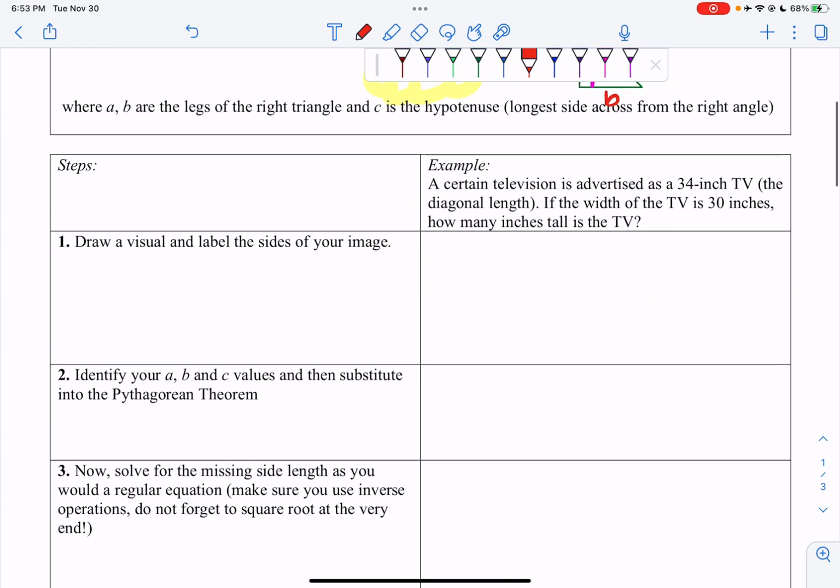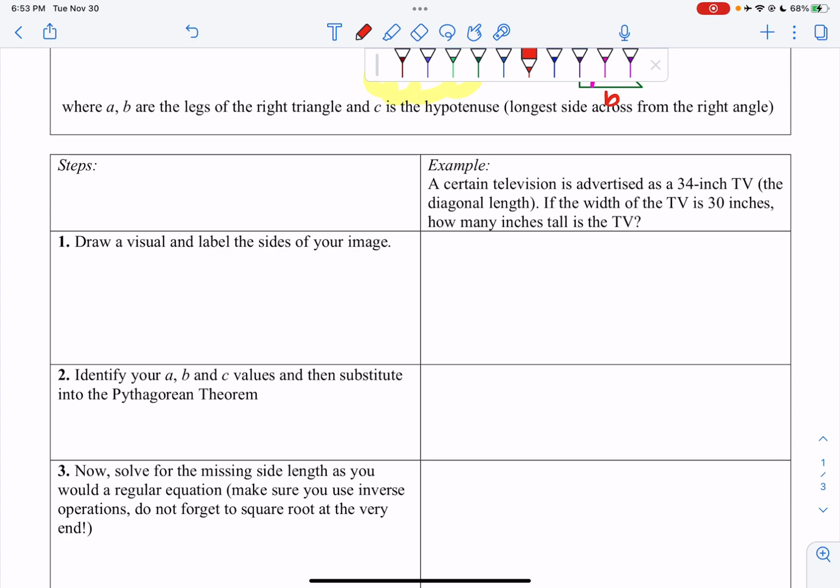Now, word problems. Pythagorean theorem is big with word problems because there's just so many things that we can do with it. This is actually a good practice for your performance task that we're going to be doing on Friday. So, example, a certain television is advertised as a 34-inch TV, the diagonal length. If the width of the TV is 30 inches, how many inches tall is the TV?